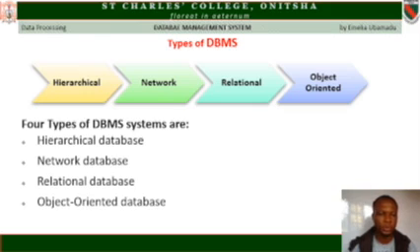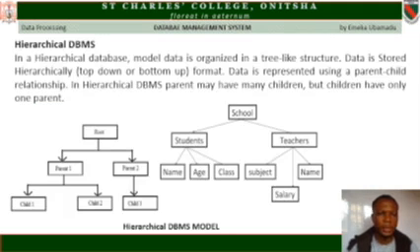Now, the 4 basic types of database management system, you also call them the structure of a database management system, or also call them database models. These involve the hierarchical database, then network database, relational database, and the object-oriented database. They are models of database management system.